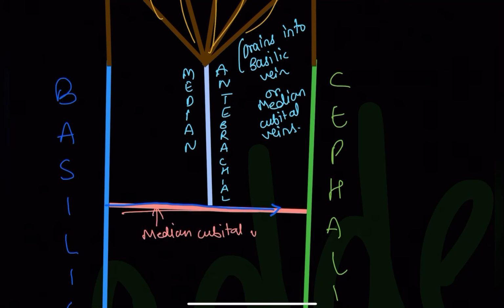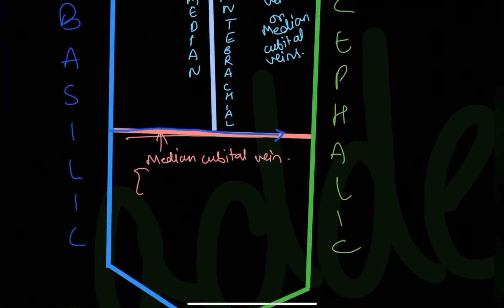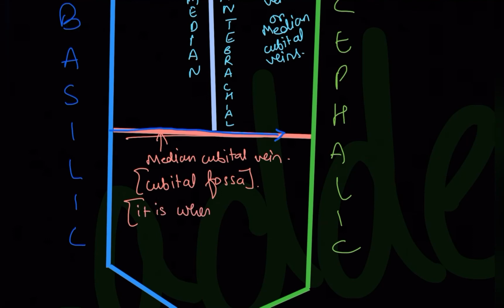Now, you should know something about this median cubital vein as well, that it is present at the cubital fossa. We will be doing cubital fossa in a separate video, so don't worry. And you should also know that it is a place where the basilic and cephalic veins interconnect.